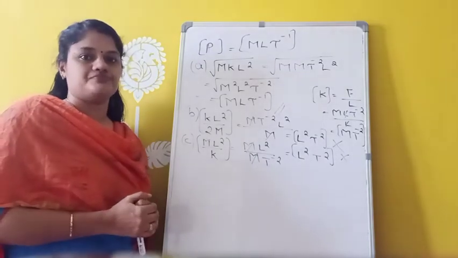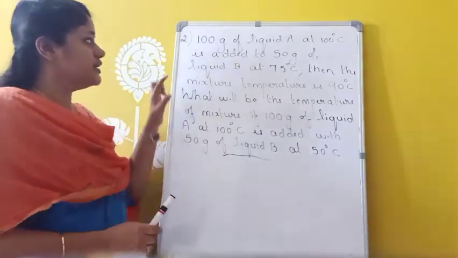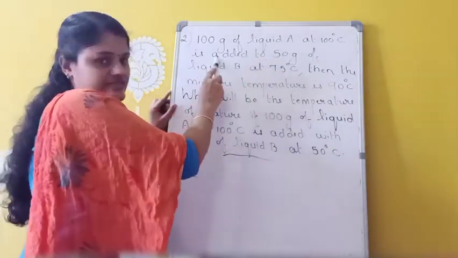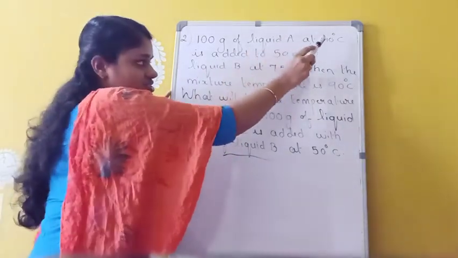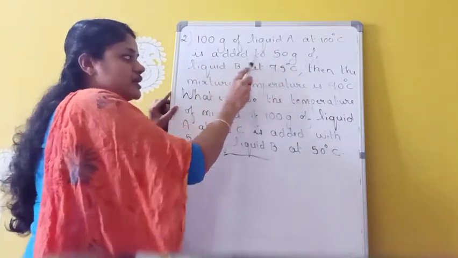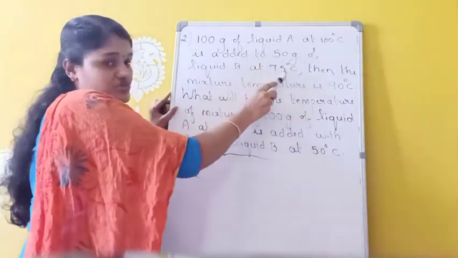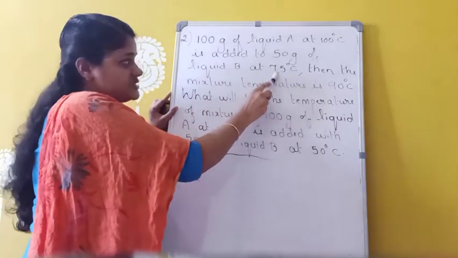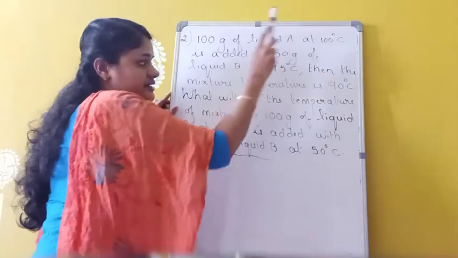Second problem: 100 gram of liquid A at 100 degrees Celsius, that means liquid A is at a temperature of 100 degrees Celsius, is added to 50 gram of liquid B at 75 degrees Celsius. So liquid B is at 75 degrees Celsius and liquid A is at 100 degrees Celsius.